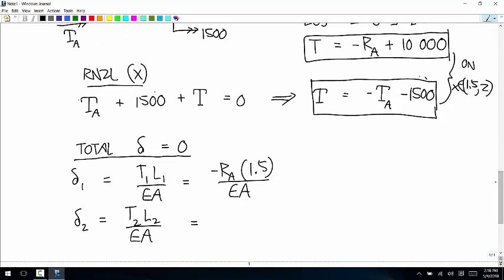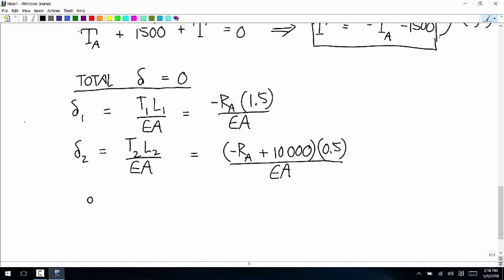And that is the quantity negative RA plus 10,000 times the length of 0.5 divided by EA. And now we just say that if you add these two up, you have to get 0. So if one compresses, the other one has to stretch.